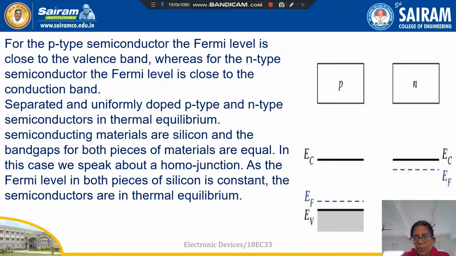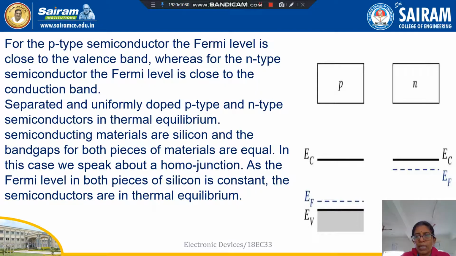When they are separated and uniformly doped, these two Fermi levels are found to be straight, or constant, and it gives me a homogeneous junction, where the Fermi level of both silicon materials is constant. So the semiconductors are said to be in thermal equilibrium. Thermal equilibrium is nothing but the state at which my Fermi level is constant throughout my device.